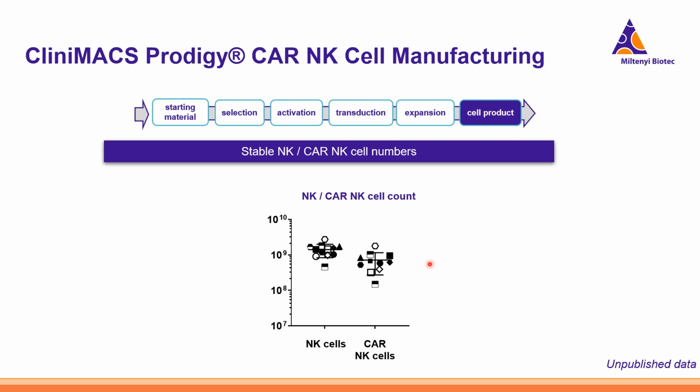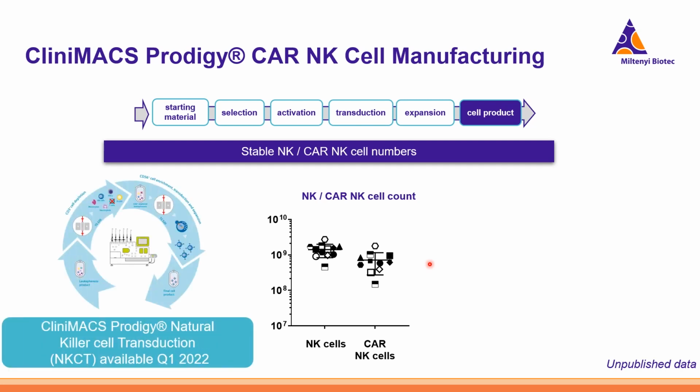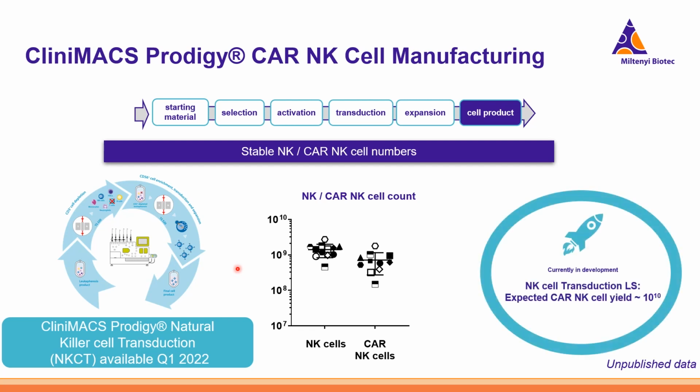These are the numbers for the current process, which is in the standard sized chamber for the Prodigy. We are aiming to release this in Q1 next year. At the same time, we started the development of the next generation NK cell transduction large-scale process. This is what the LS here stands for. There we aim at an NK cell yield of 10 to the 10.